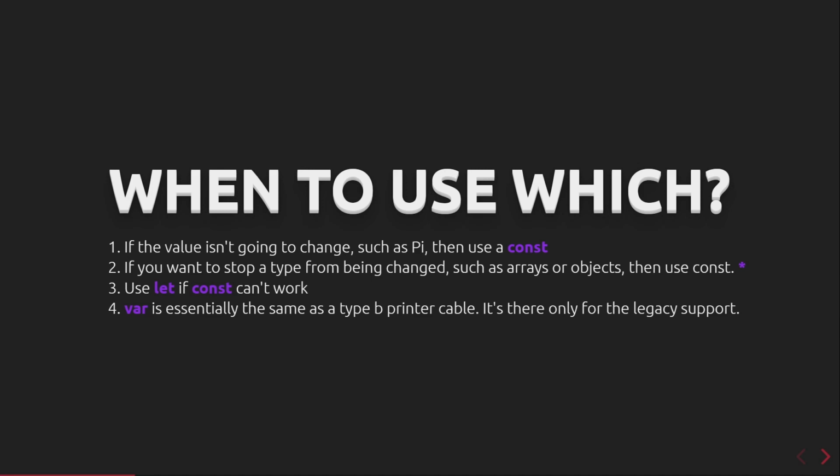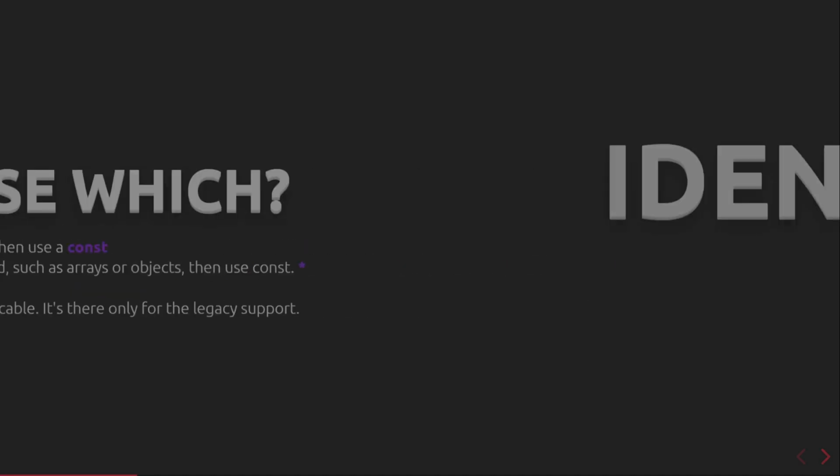Dope. We now know how to declare variables. What's next? Identifiers. Identifiers are just what variable names are called. Variables must be unique unless it's in a different scope. More on this in a bit.